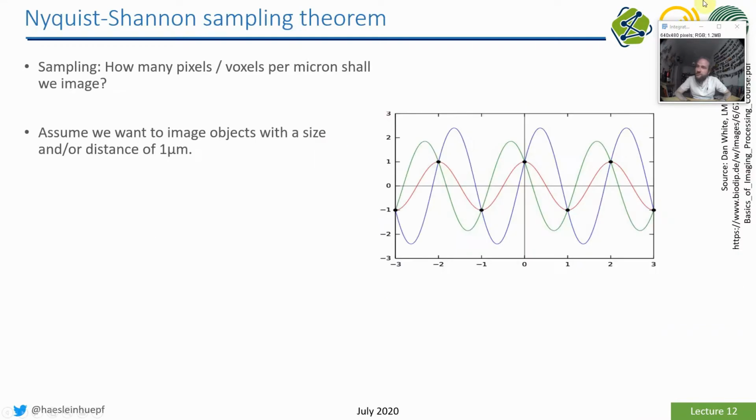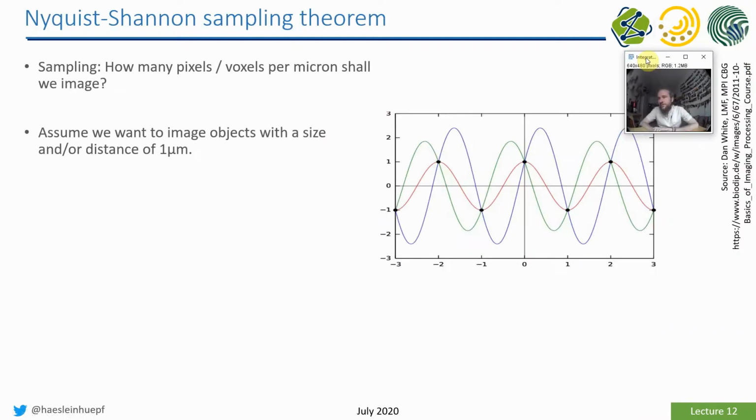Then the Nyquist-Shannon sampling theorem: dependent on the resolution of your system and dependent on how many pixels you take per micron, you may be able to see an object or you may not be able to, or you may see different objects glued to each other just because your resolution is not enough.